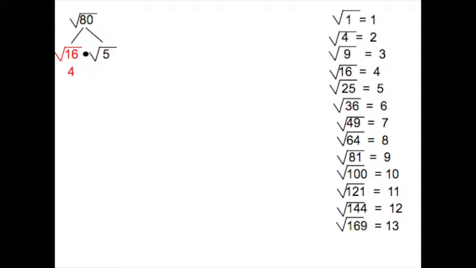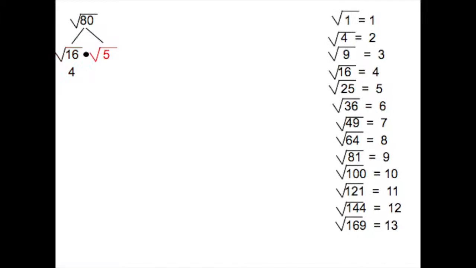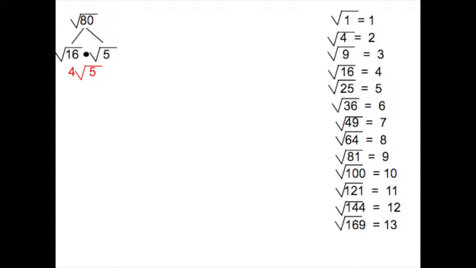The square root of 16 is 4, and the square root of 5 cannot be simplified anymore because there are no perfect square factors in 5. So the square root of 5 is as simplified as it's going to be. So our final simplified version of the square root of 80 is 4 times the square root of 5.